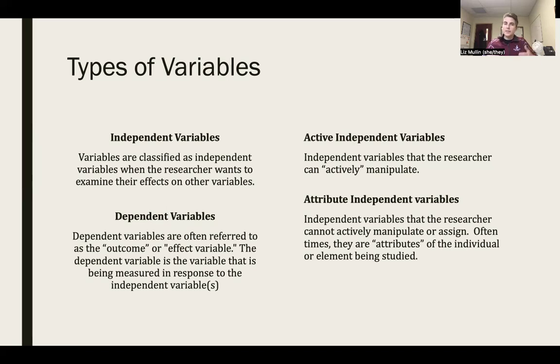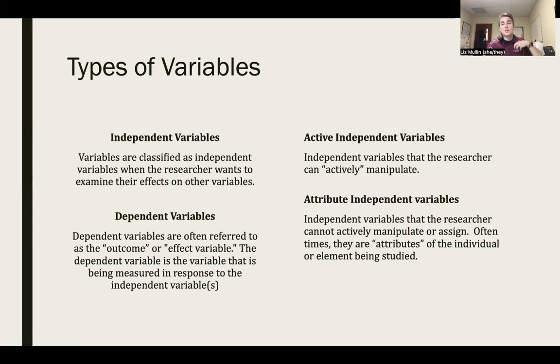Now, this is probably leading us to, and we've already probably said these words a few times, independent and dependent variables. These are terms I'm guessing you've come across a few different times in your career as they pertain to what we're doing. Independent variables are variables that are classified as independent when the researcher wants to examine their effects on other variables.